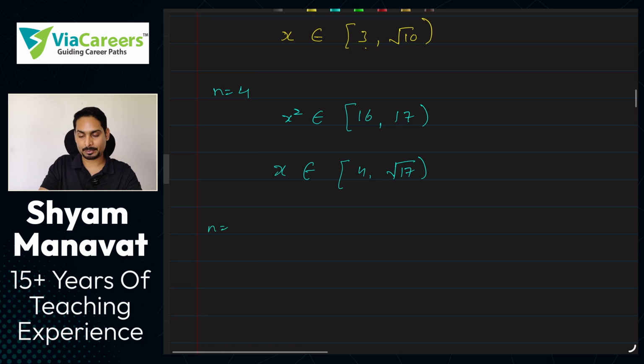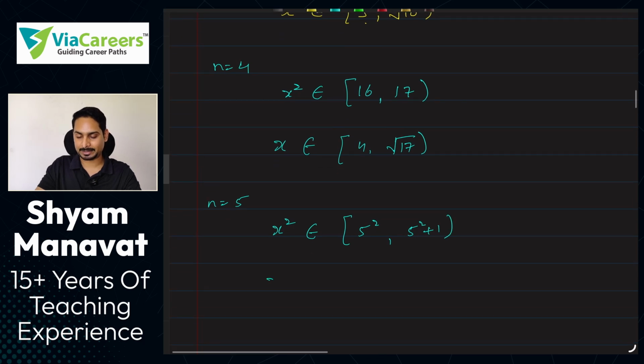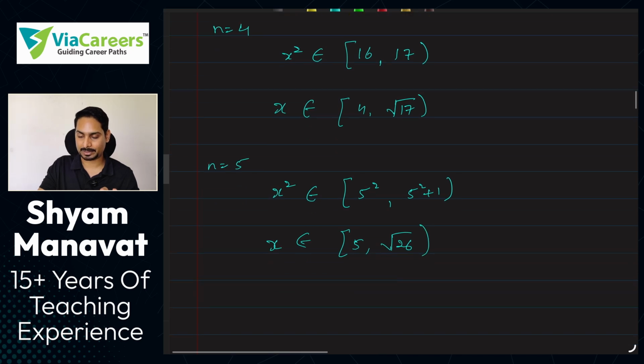Similarly, if you look at the next integer, which is n equal to 5, then x square can be anything from, now you don't need my help, right? n square to n square plus 1. So 5 square plus 1 is 26. So if you want to find x, you have to take the square root. Now the square root of 5 square is simple, it is 5. It will go to root of 26, where root of 26 is not included.